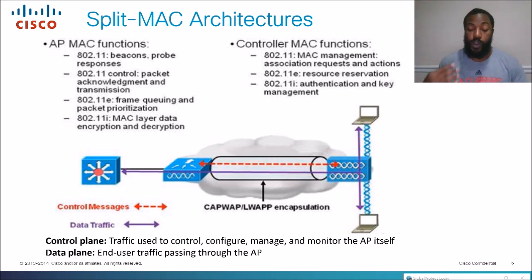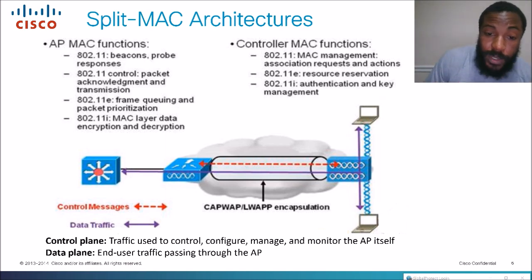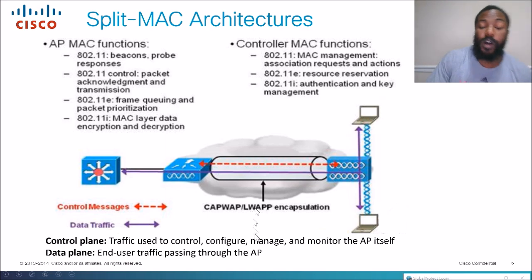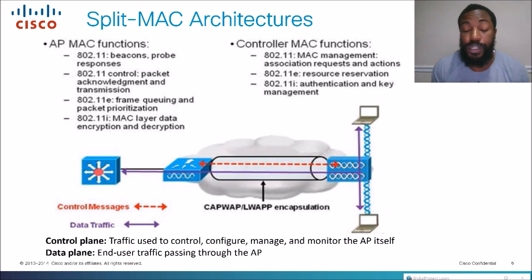And CAPWAP stands for, I believe, Control and Provisioning of Wireless Access Points. It's a protocol that we use to let the AP talk to a wireless controller. Now, I know it says LWAPP encapsulation here too, but basically LWAPP is Lightweight Access Point Protocol. That was the older version of CAPWAP, and it was a Cisco proprietary solution. But nowadays you see most wireless controllers and access points talk to each other using a CAPWAP tunnel.